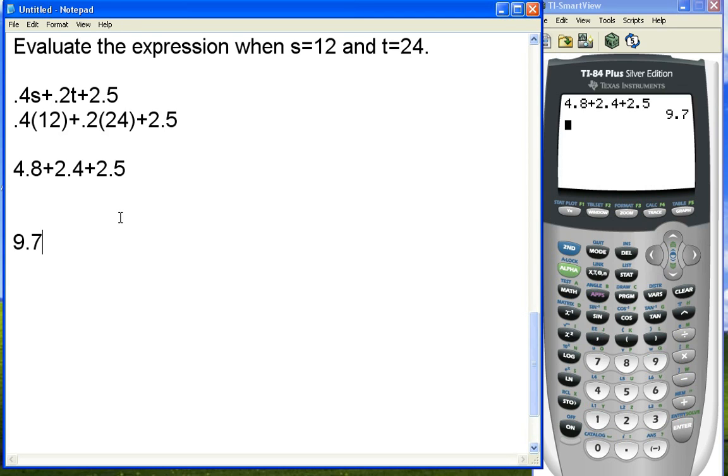They might give you fractions, they might give you decimals, but either way, the same process works. You just replace it, and then you multiply, and then you combine all the numbers.